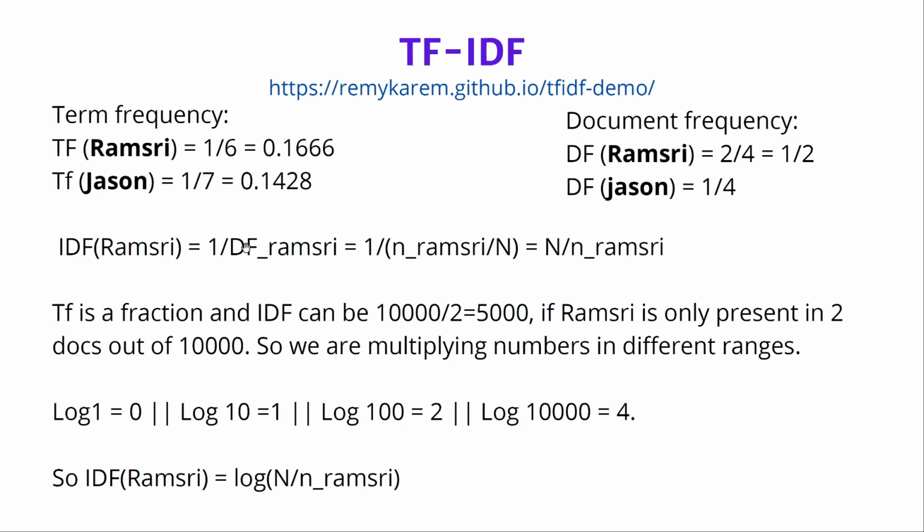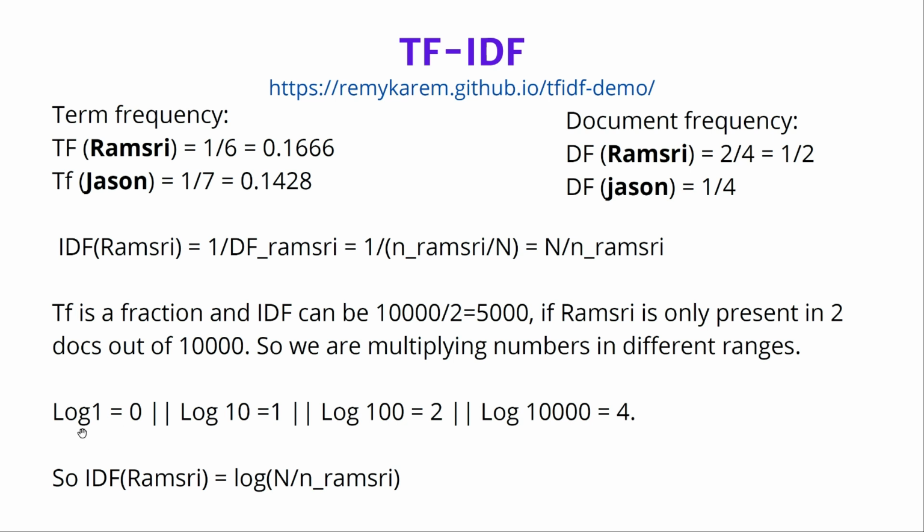And the thing is that to calculate TF-IDF, we are multiplying term frequency 0.166 with the inverse document frequency, in this case 2. Whereas for Batman Begins, it could be again a very small number term frequency multiplied by a very high number for inverse document frequency, like 5,000, 10,000 or something like that. The problem is that we are multiplying numbers in different ranges. Term frequency is a fraction and inverse document frequency is a very high number. So in order to bring inverse document frequency also into comparable range, we apply logarithm.